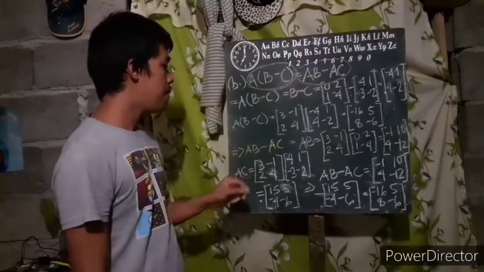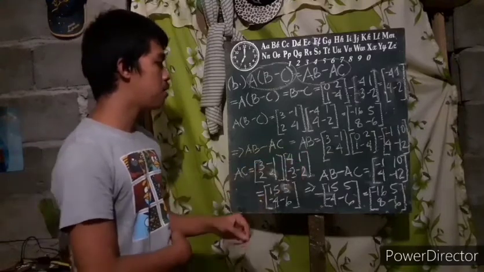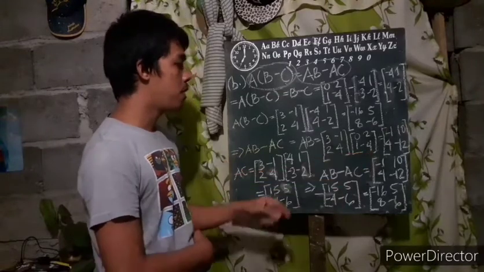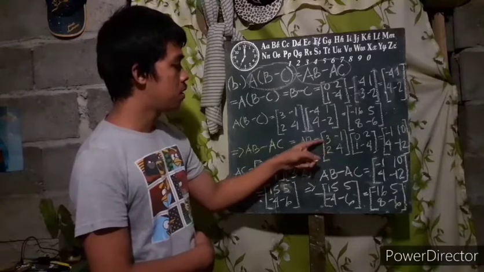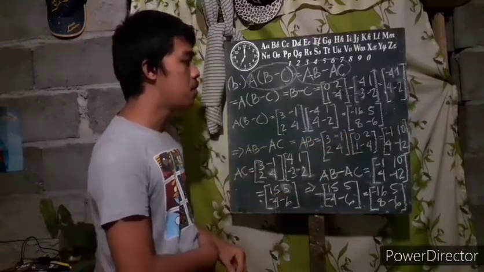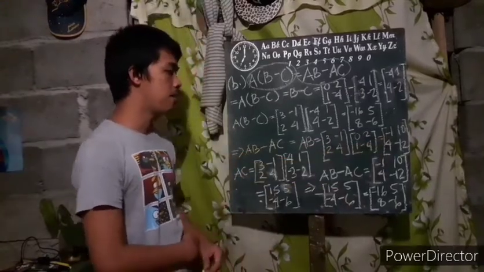So next we need to get this equation, AB minus AC. First we need to get AB. The matrix of A is this, then multiply the matrix of B, which is this. We need to multiply each row into column, each row into column, each row into column, and each into column. So we get the answer of negative 1, 10, 4, and negative 12.